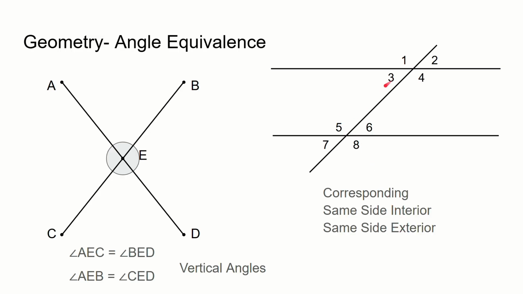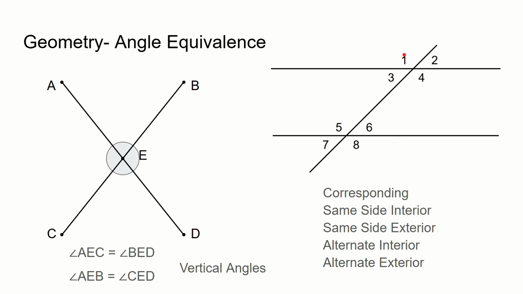So 3 and 5 will add up to be 180 degrees because we know 1 is supplementary with 3, so 5 will also be supplementary with 3. There's also alternate interior and alternate exterior. So alternate will mean on other sides of this transversal. So alternate interior will mean 3 and 6, also 4 and 5. And alternate interior angles will be equal, so 3 is equal to 6 and 4 is equal to 5.